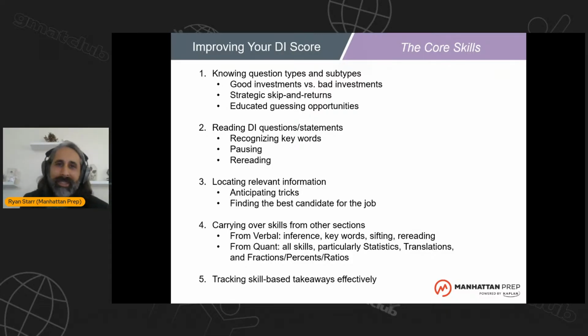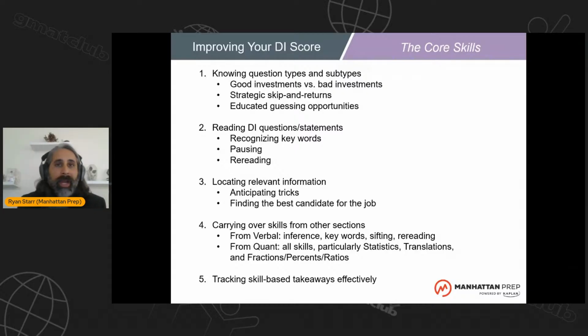Certainly, if you're going for that 90, every question needs to be your question to some degree. But if you're going for a respectable score on data insights, 85, 86, 87, a really decent score on data insights, higher than I've gotten, you don't need to be doing everything, but you need to be strategic about which ones you maybe skip or educated guess on, things like that, right?